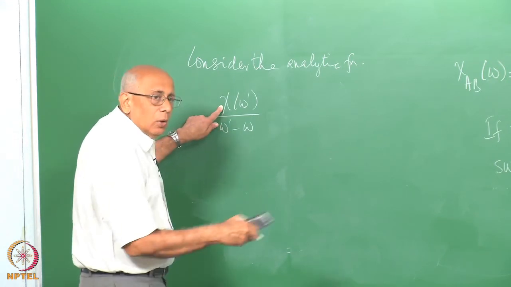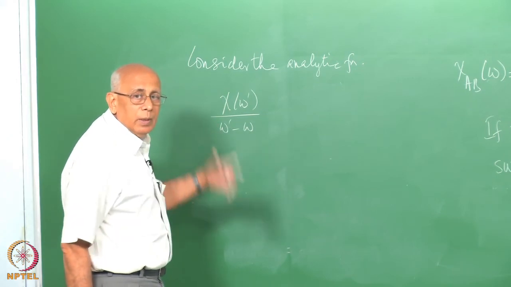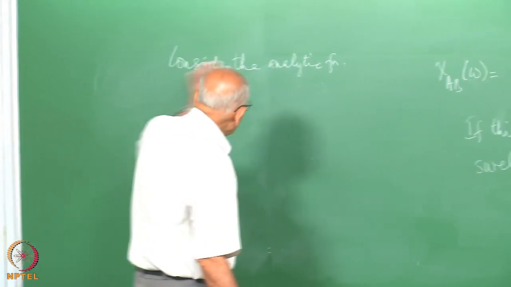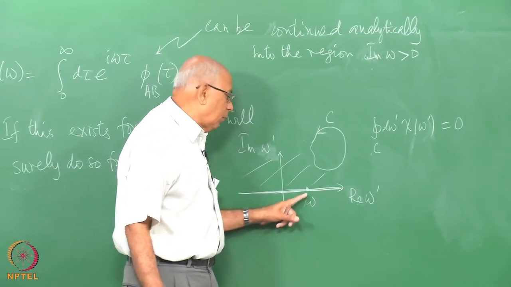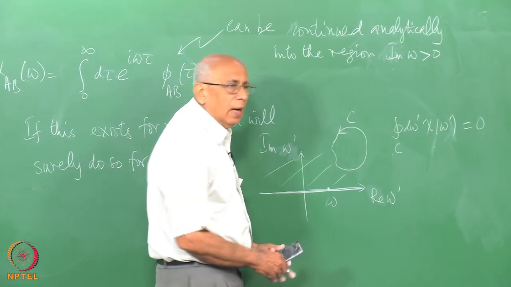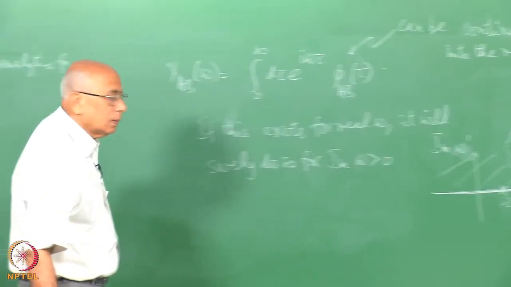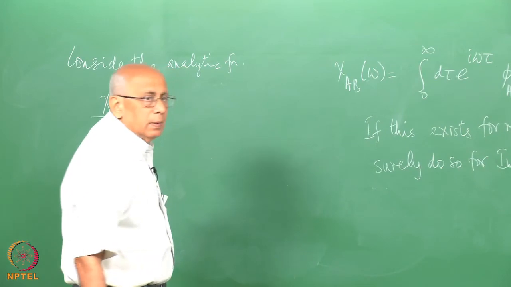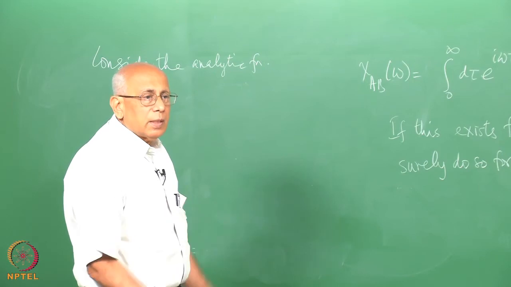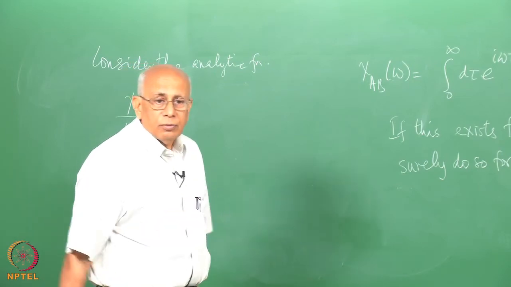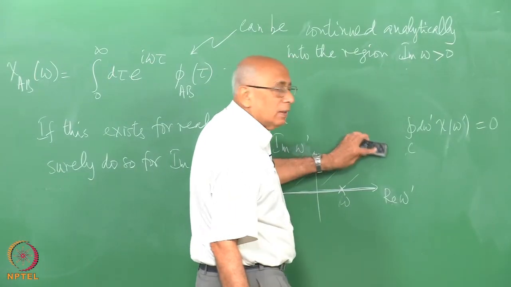This fellow is analytic on and above the real axis. This provides a simple pole at omega prime equal to omega. So, this function itself is analytic everywhere in the upper half plane except for a pole at this point. And it has a simple pole out here. As long as I do not cross that pole or hit that pole, I can distort this contour as I please, provided I do not go into the lower half plane. So, let me start distorting it without changing the value of the integral.